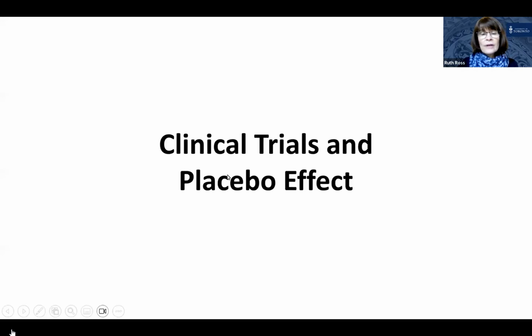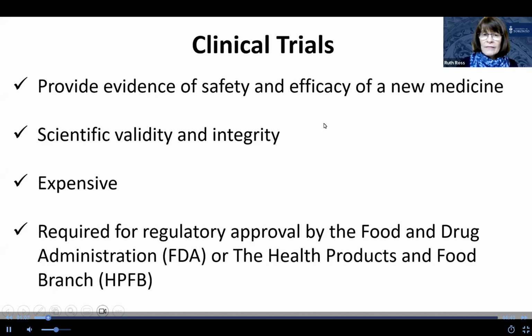So the main purpose of doing clinical trials or clinical studies of new compounds, new medicines, is to provide evidence to see if they have safety and efficacy. Efficacy is another word for do they work? Are they efficacious? And it's also a way of validating the science, so you're bringing scientific validity and integrity to the process.